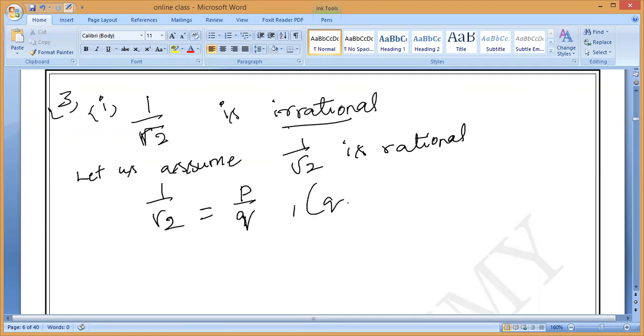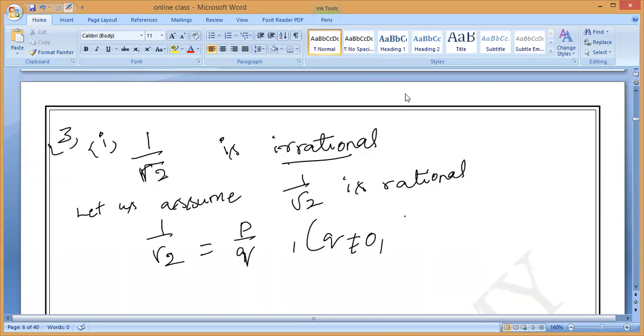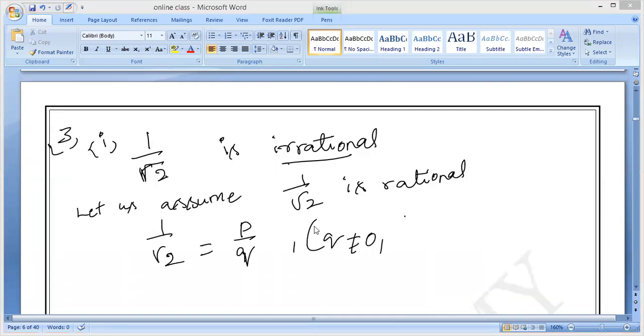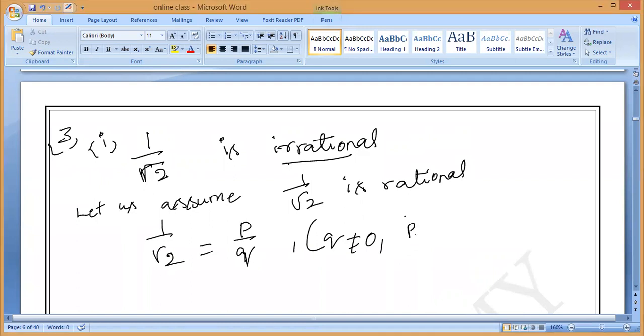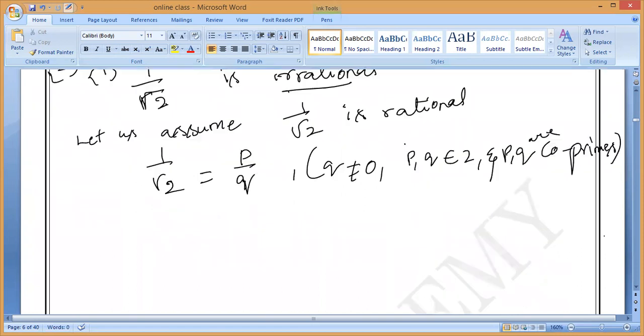Here Q is not equal to 0. P and Q are co-primes. P and Q are some integers, belonging to Z, and P and Q are co-primes. What are co-primes? Say the definition, anyone? Ma'am, not having a common factor. Yes, good, not having a common factor.